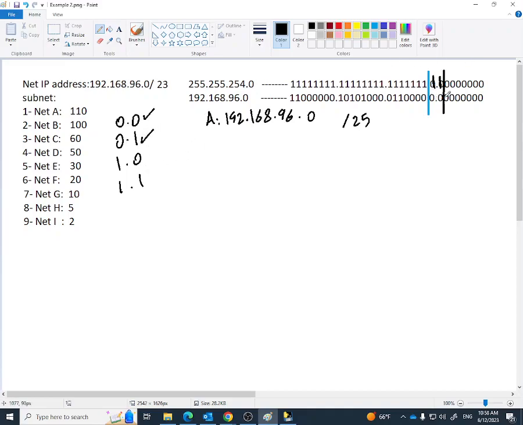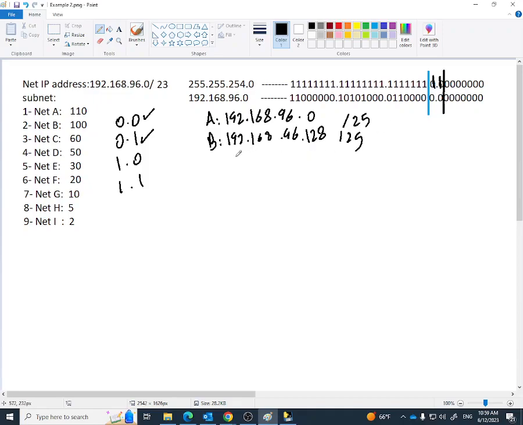Now for the second IP address, we're simply going to be using this one. So I'm going to be replacing those 00 with 01. Now since I have 100 hosts, that simply means I have no choice but to use the 7 of them. So I'm going to use all of them. I cannot break this further. I'm going to be using the whole thing because I need to keep 7 to be able to get 100. So network B is simply going to be 192.168.96.128 with a prefix of 25. Remember here, I'm using 01, and when we convert this to decimal, you get 128.